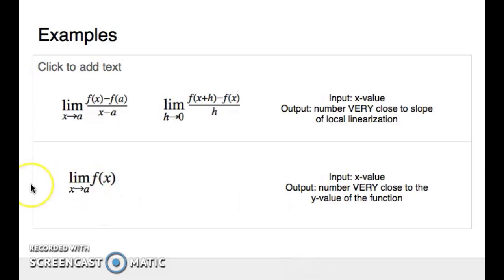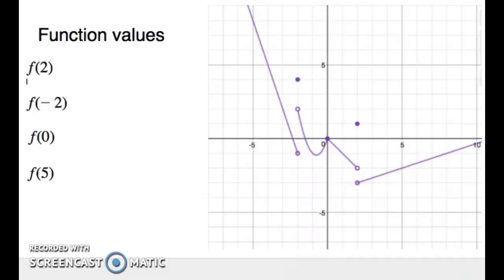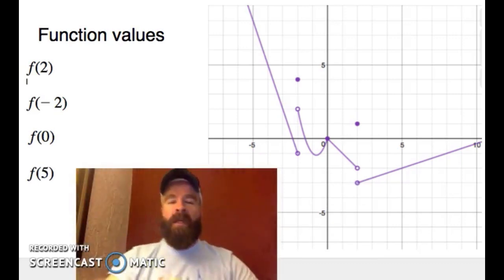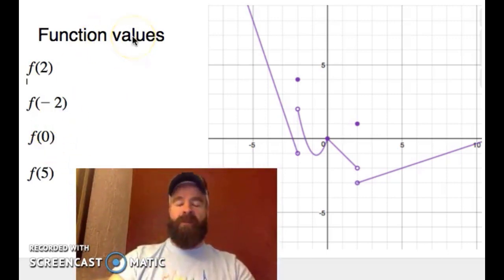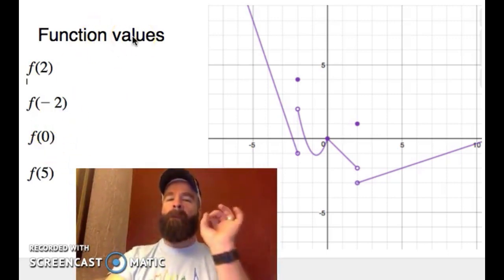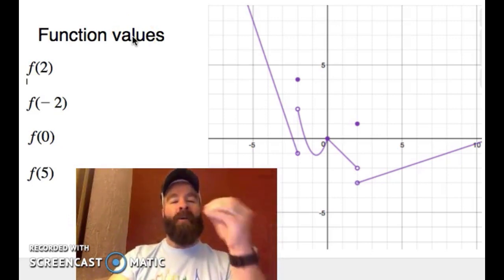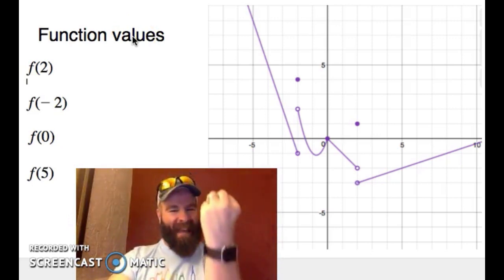Okay, so how does it look different when you're trying to find a limit or a function value? So let's look at a graph. When you look at this graph, I'm going to ask several questions about it. When I'm looking for function values, what I'm really looking for is the point on the graph. So I want to know what the y value actually is at that point.